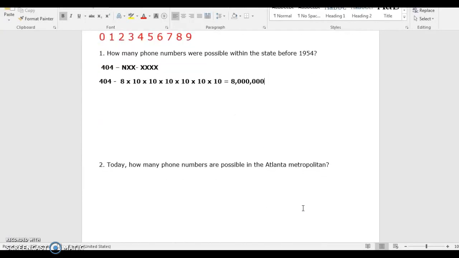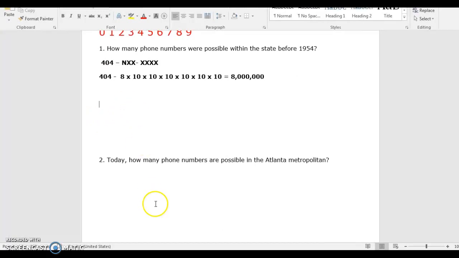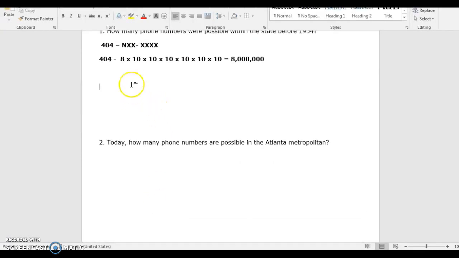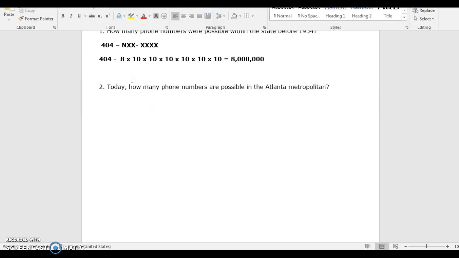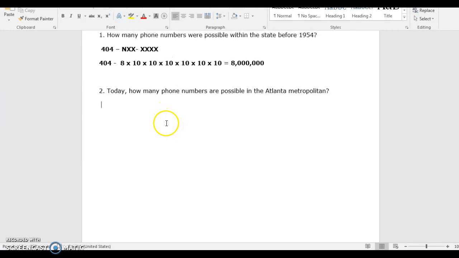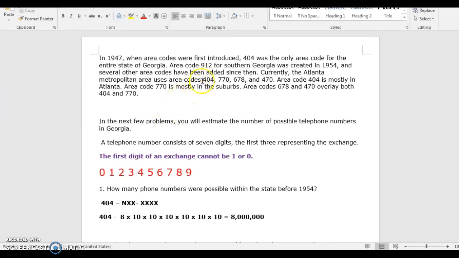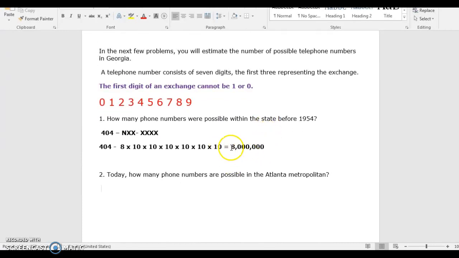For the rest of the questions, I'll explain how to do it, but I will not show you the answer. So we know the first answer is 8 million. Number 2: today, how many phone numbers are possible in the Atlanta metropolitan area? So you will look at, okay, there are 4 area codes. So whatever answer you got for number 1, you just multiply by 4, right?